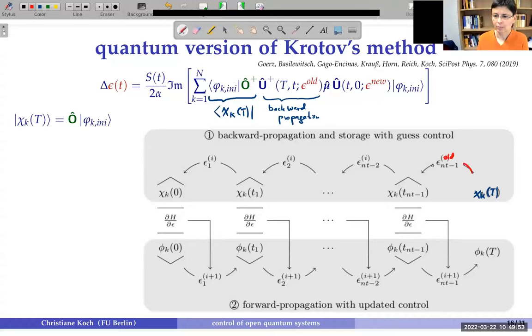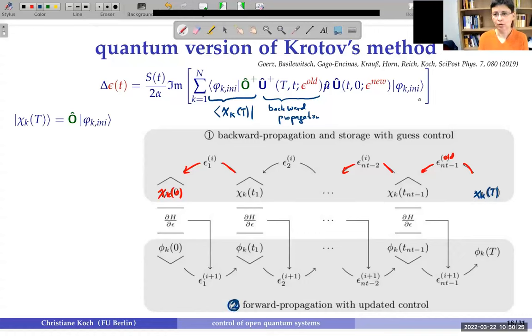I propagate backward in time, and I do this until I reach time zero. I need to store all these values of my states at these times or recalculate them, but I need to know them. And that's a prerequisite. And then I can go about evaluating, in the second step, this equation.